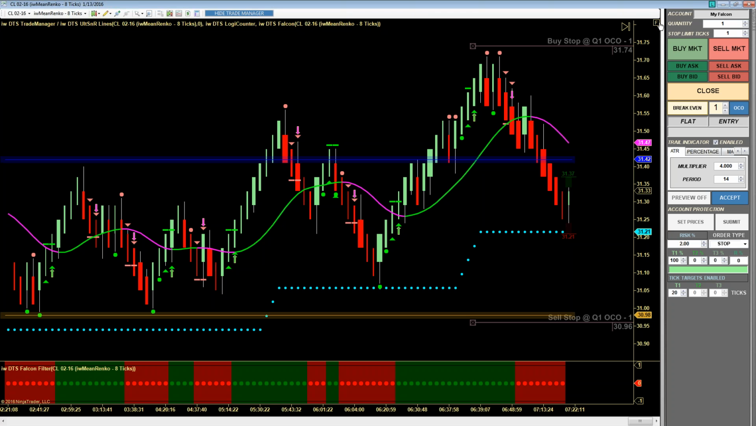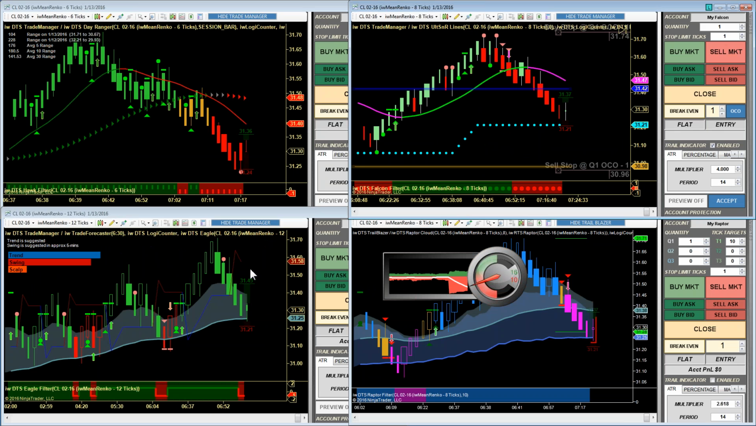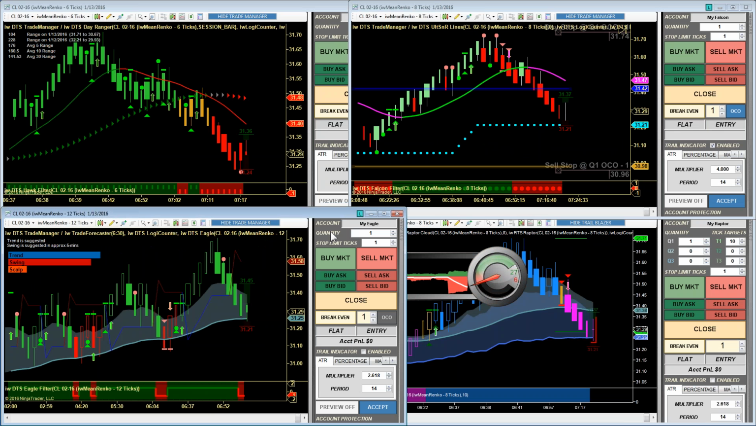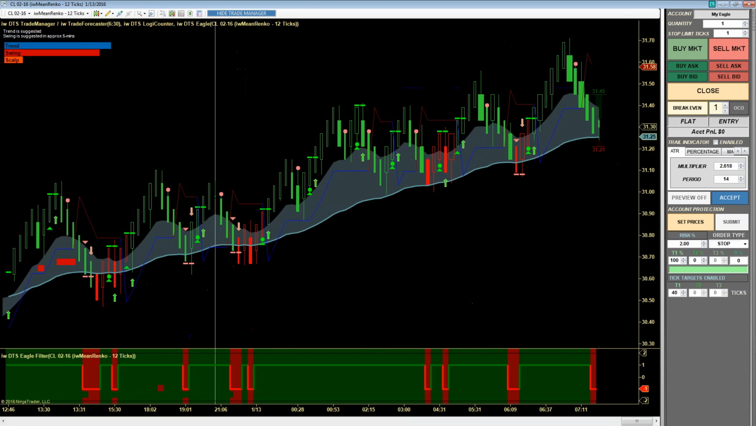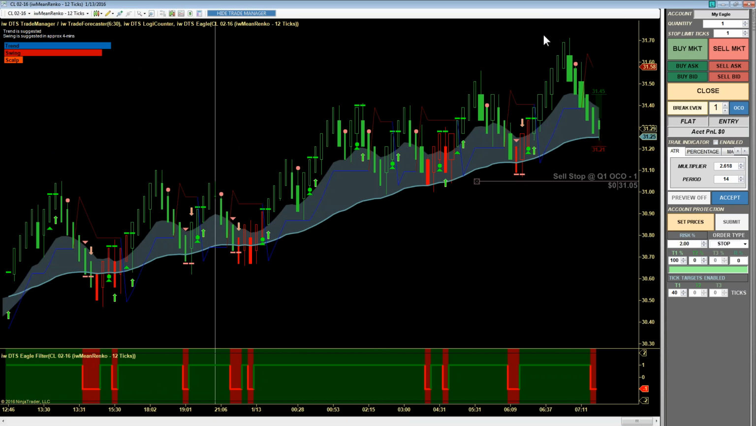Now, you don't have to do this merely on the Falcon. You can do it on any of these tools, really. You can do it on the Eagle if you choose, or the Hawk for that matter. You know, we could do an OCO order here. We could sell below this low. We could buy above this high.